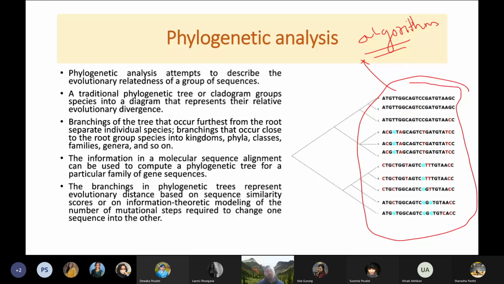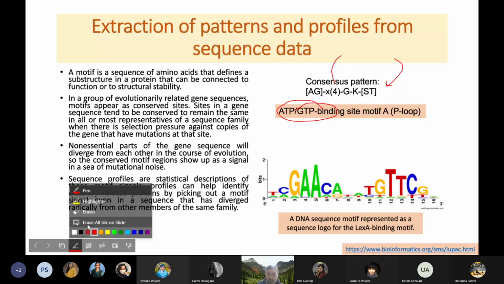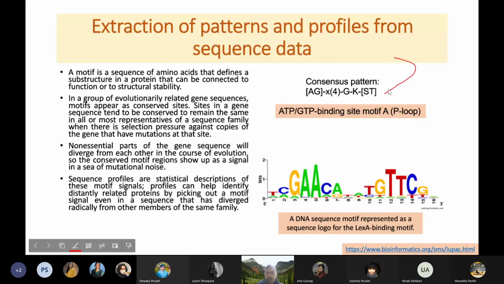So the other thing is identifying consensus sequences and patterns. If there is any pattern in proteins, we want to identify it. So this kind of pattern we can identify, right? For a protein, maybe this is an ATP GTP binding site, we can identify it. So its consensus pattern is A-Z, and there is a special way to read this. And usually this is a consensus pattern or a DNA sequence motif pattern, even these we can identify.